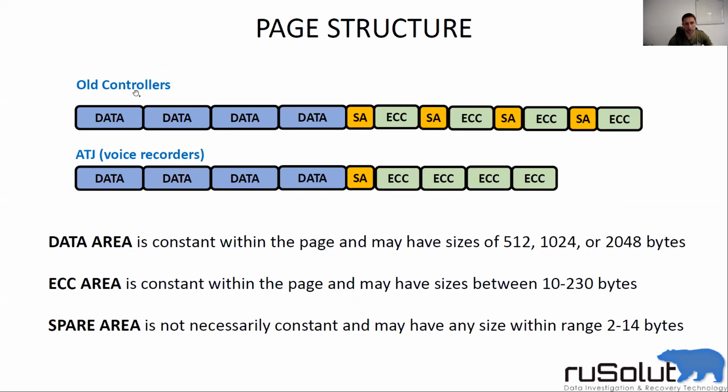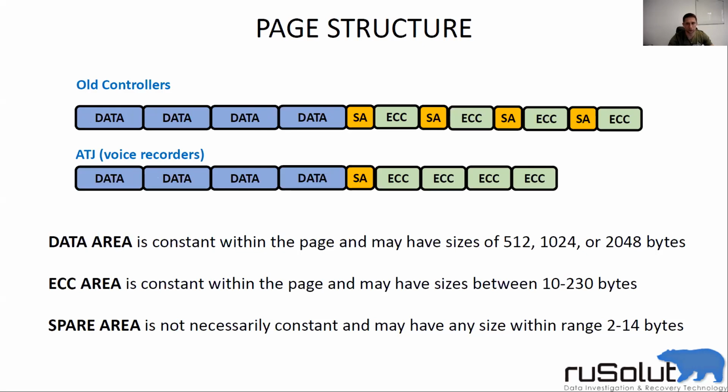We have here 4 data areas that go in a row, and then we have 4 service areas, 1 for each data area, and 4 ECC areas. Same, 1 for each data area, ECC and service area. It's typical for quite old controllers. And another structure here is for ATJ controllers.